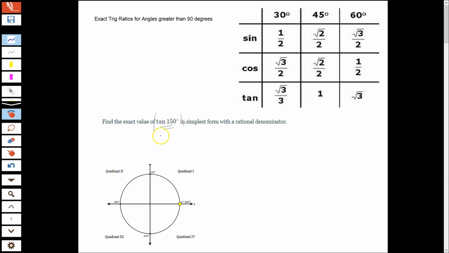Okay, so you can see from our example here that we're looking at the value of a trig function of an angle bigger than 90 degrees. And this is what's new, right? Because before we've been stuck inside of a triangle, and a right triangle cannot have a 150 degree angle in it.